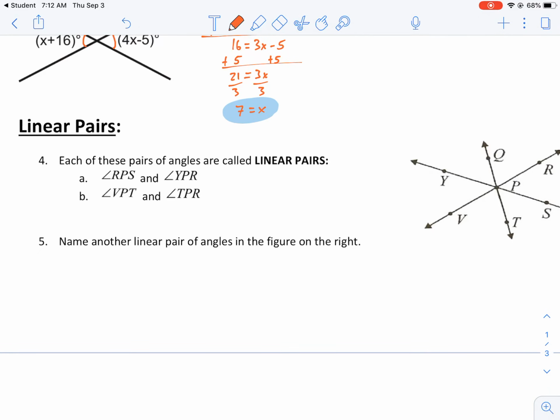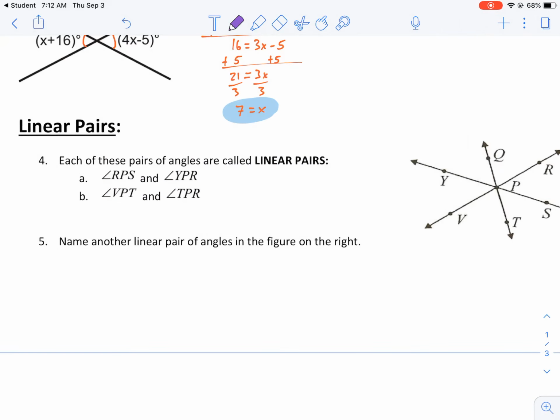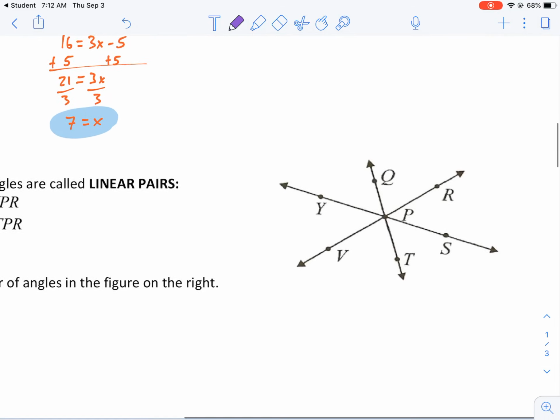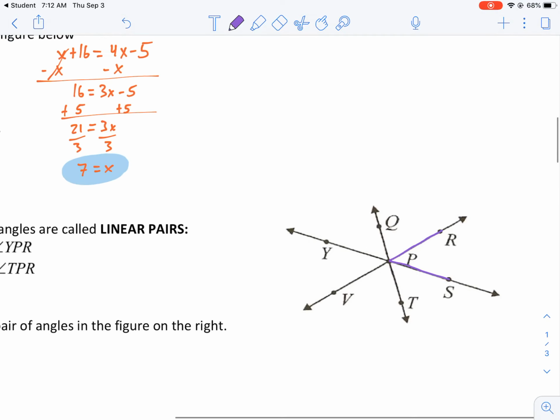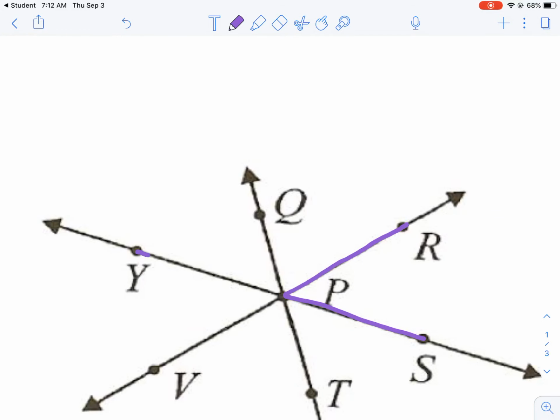The second thing that we're going to talk about is something called linear pairs. We're going to do the same thing that we just did. This time it gives us some examples of linear pairs. So it says RPS, so we've got RPS and YPR. Y to P and then back to R. Notice that we skipped over Q there, and it says this is a linear pair.